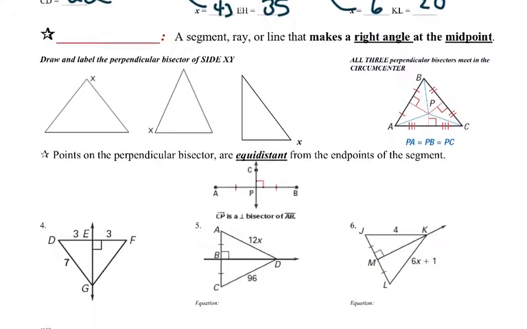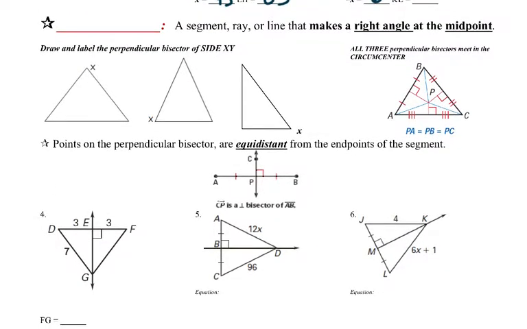Next one is a segment, or line, that makes a right angle at the midpoint. Do you know what that's called? Perpendicular bisector. Perpendicular bisector. It makes a right angle at the midpoint.